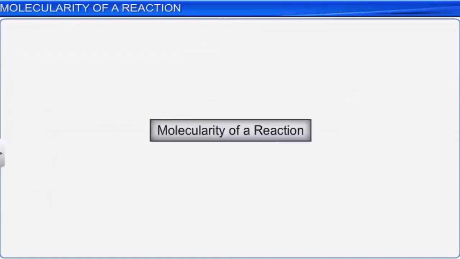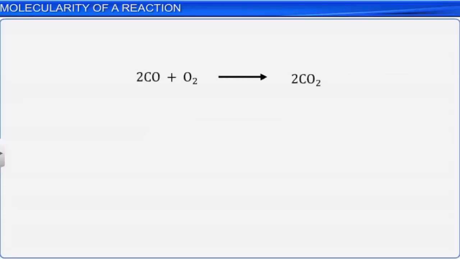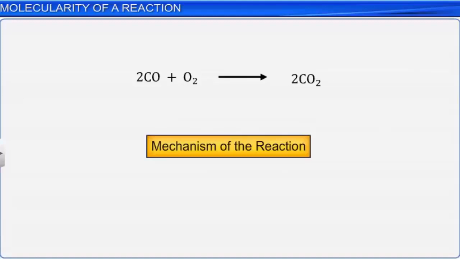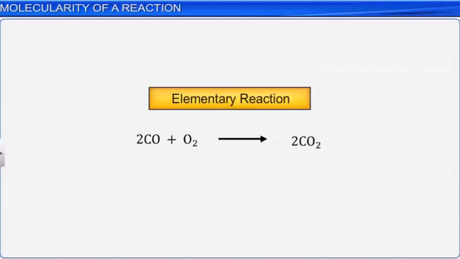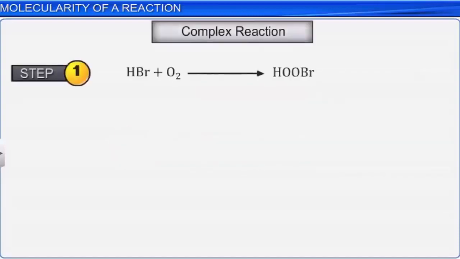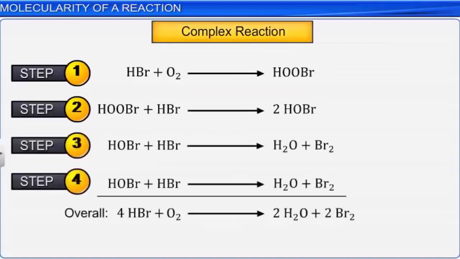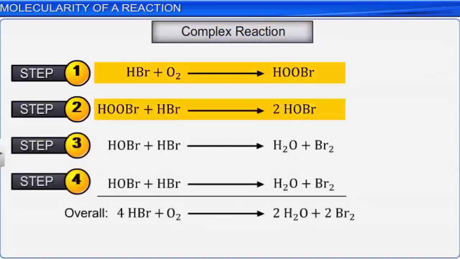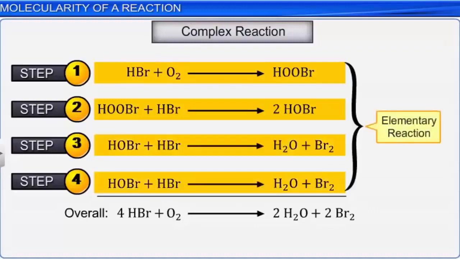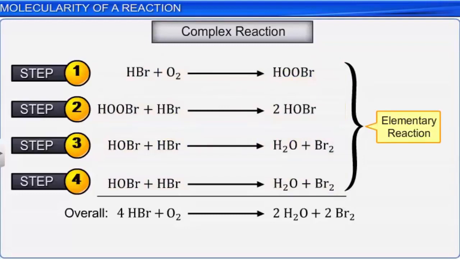Let's now understand the concept of molecularity of a reaction. A balanced chemical reaction doesn't explain the mechanism of the reaction. That is, it doesn't explain how the reaction takes place. A reaction may take place in a single step, called an elementary reaction, or in multiple steps, called a complex reaction. Each step in a complex reaction is called an elementary reaction. The sequential representation of all the elementary reactions in an overall reaction is called the mechanism of the reaction.